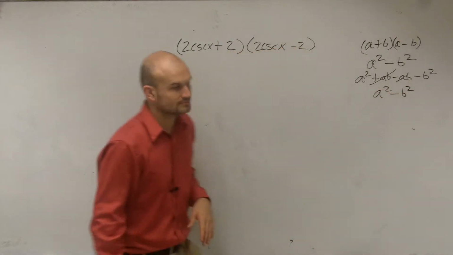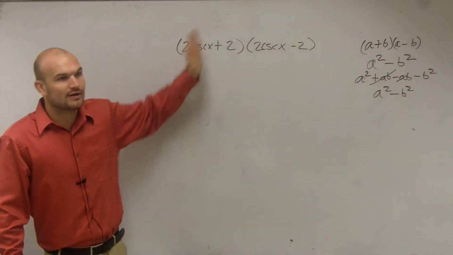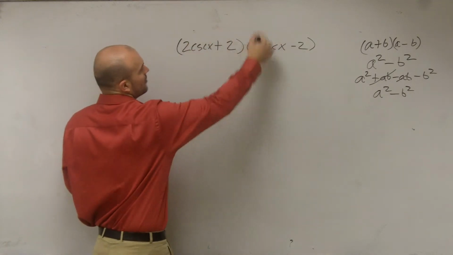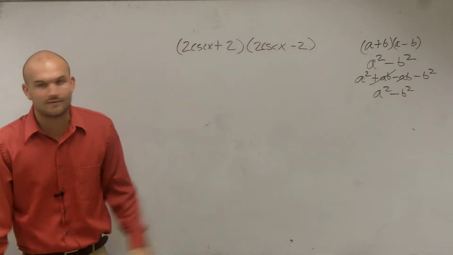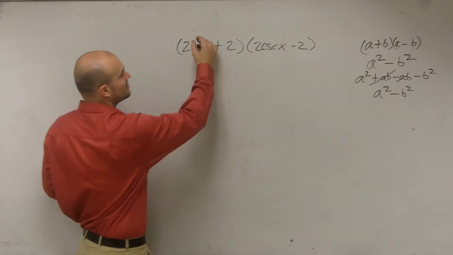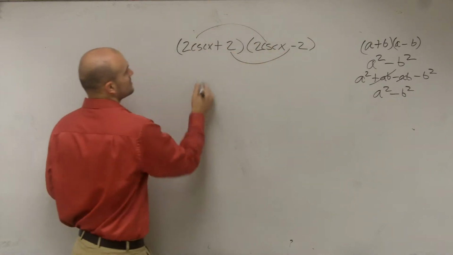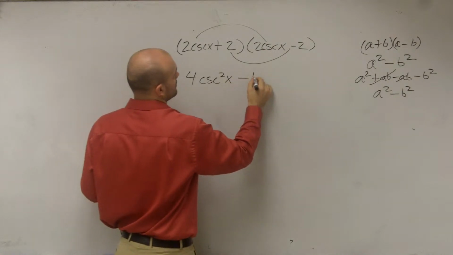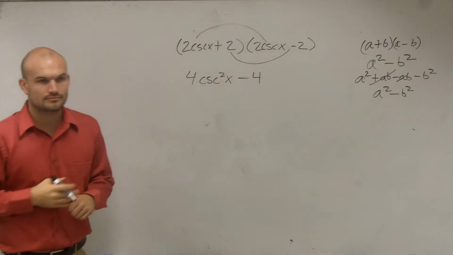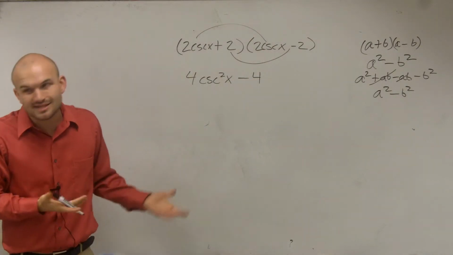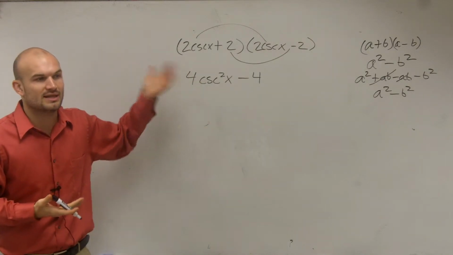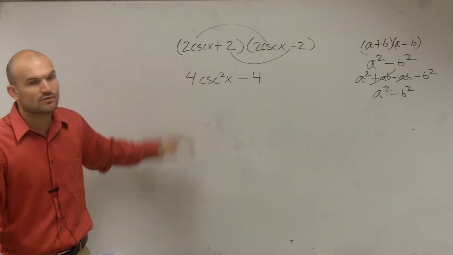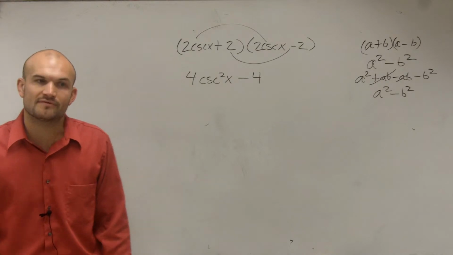All right? So when you look at this, I say, well, I don't need to do all that FOIL stuff and make a FOIL face or whatever. Just multiply the first two terms and the last two terms. So therefore, I have 4 cosecant squared of x minus 4. All right? But I'm not done yet, right? It says multiply and then simplify. So see if there's a way that maybe I can simplify this a little bit further.